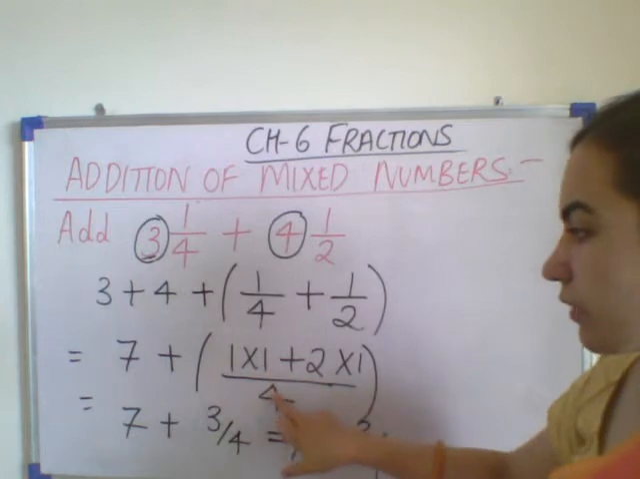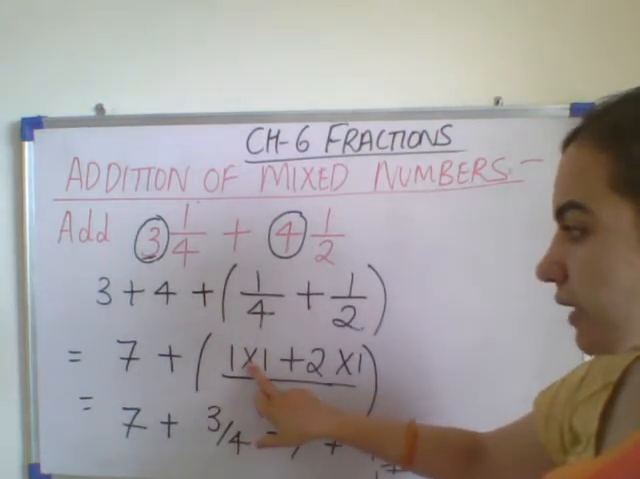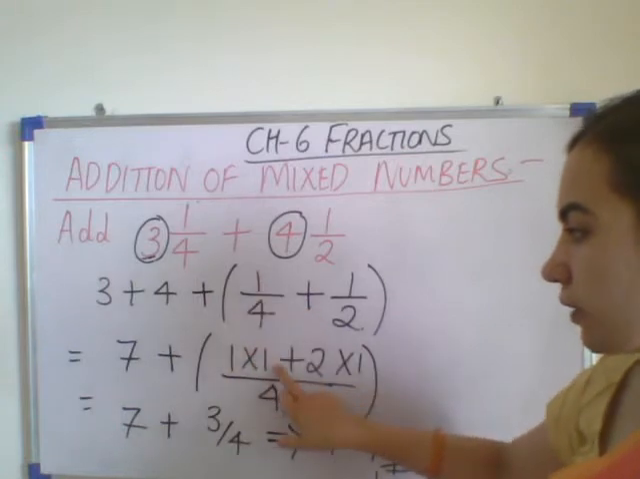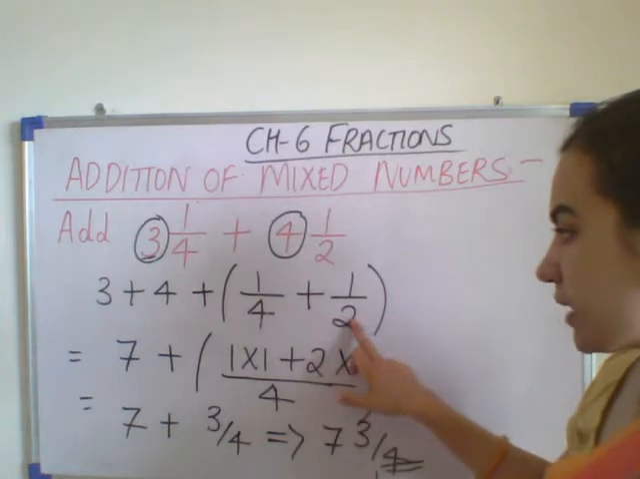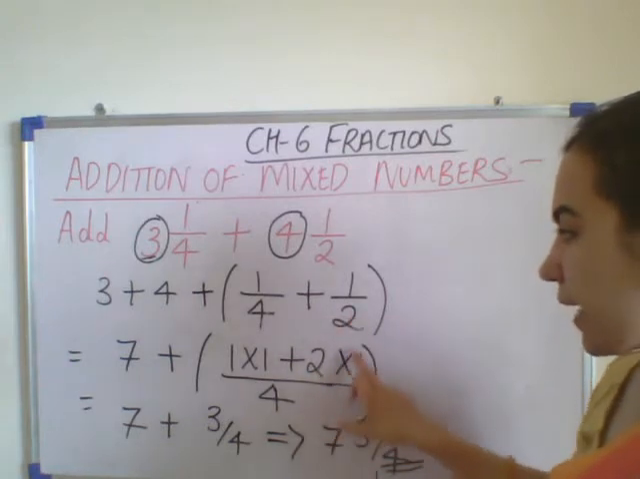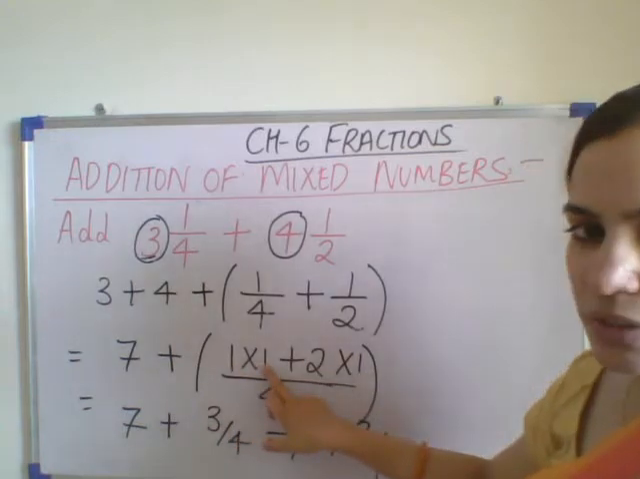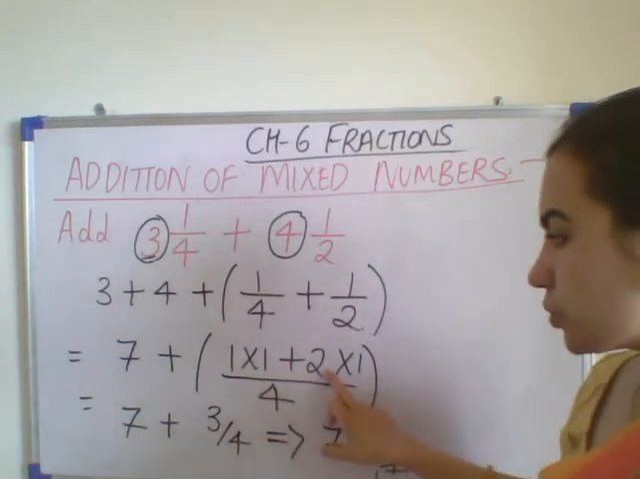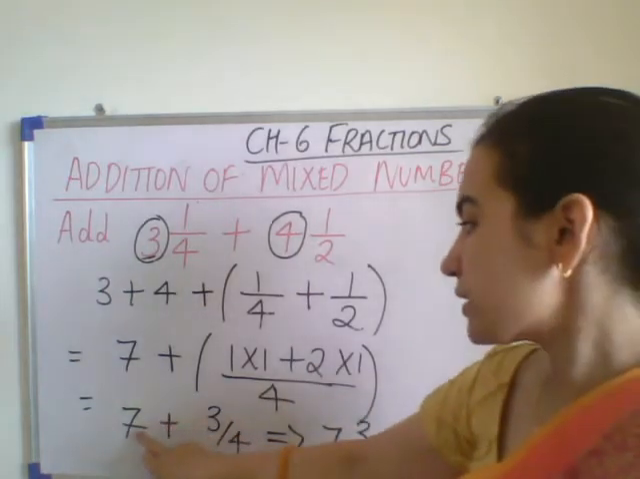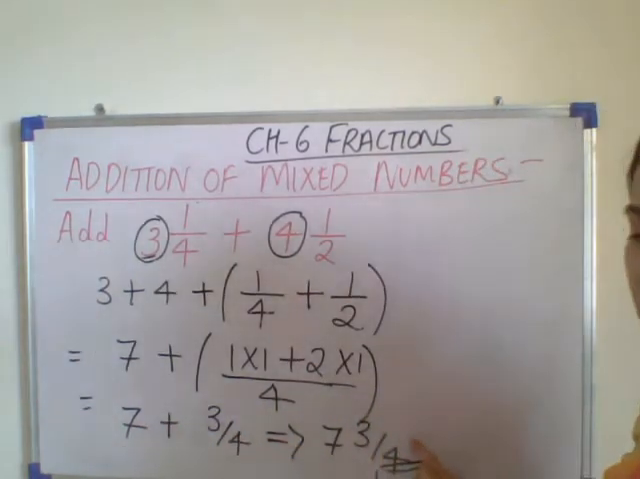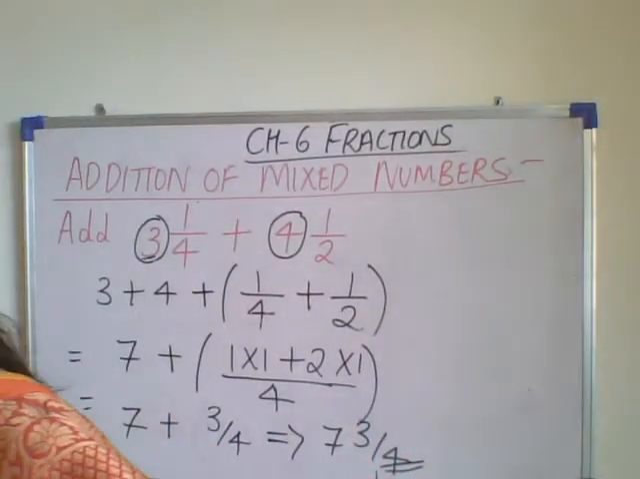When you divide 4 by 4, you get 1. You multiply this with the numerator. Again you put the sign of plus. 4 divided by 2 is 2, multiplied by the numerator. So 1 multiplied by 1 is 1, plus 2. So 1 plus 2 is 3/4. So our answer will be 7 3/4. Now let us do it for another fraction.